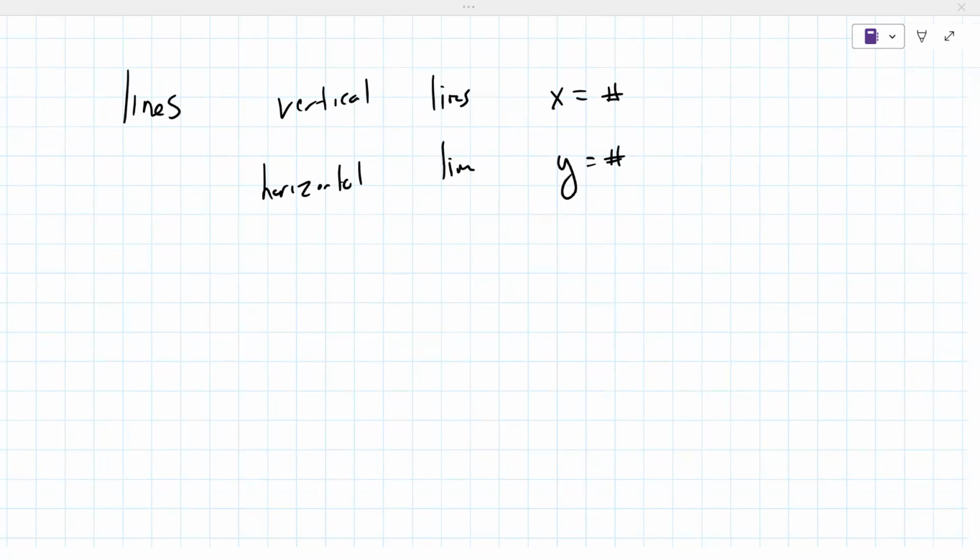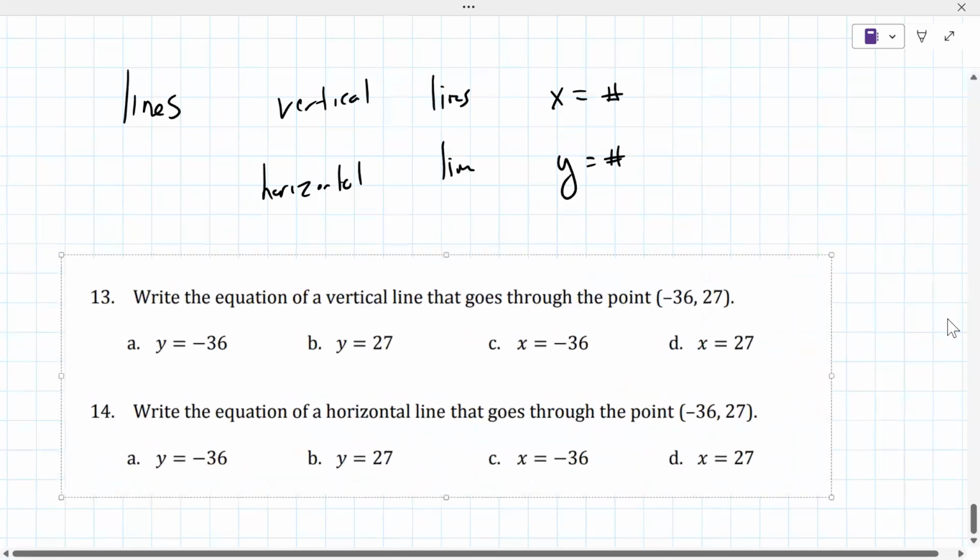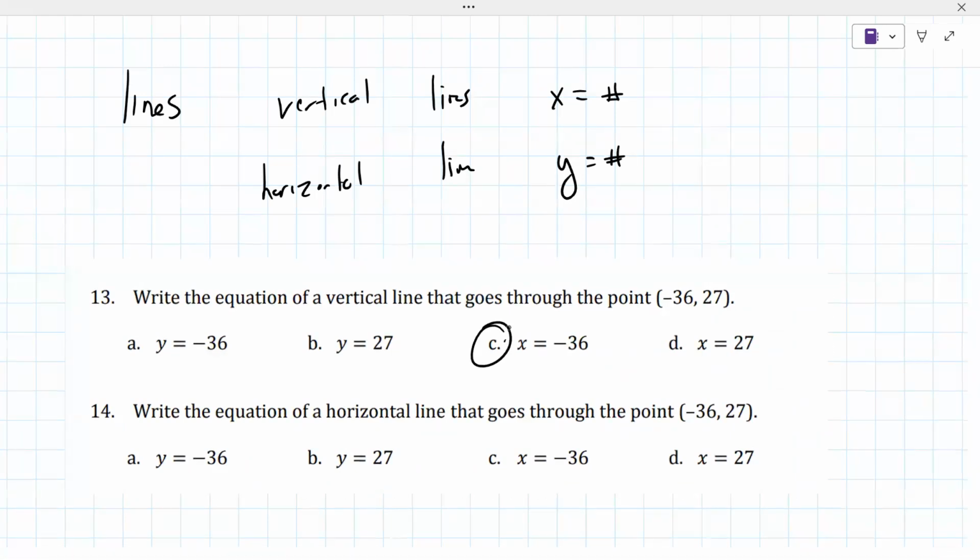I'm going to put two problems up. They are very much related to what I just wrote down. Hopefully you can come up with the answer. Is it C for 13? Okay. And is it B for 14? It is. Very good.